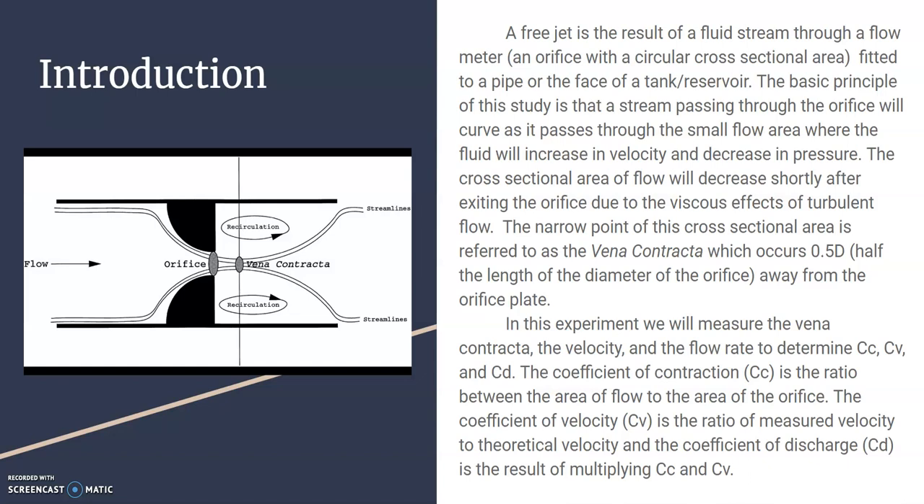The coefficient of velocity is calculated by the ratio of measured velocity to theoretical velocity. It is also always less than 1 and is usually close to 1, ranging from just 0.96 to 0.99. And the coefficient of discharge is the result of multiplying Cc and Cv.